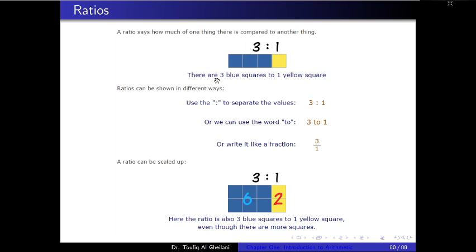Ratios. A ratio says how much of one thing there is compared to another thing. Here there are 3 blue squares to 1 yellow square. Ratios can be shown in different ways. We can use a colon to separate the values, 3 to 1, or we can use the words 3 to 1, or write it like a fraction, 3 over 1. A ratio can be scaled, so 3 to 1 can also be written as 6 to 2. We multiply 3 times 2 is 6, and 1 times 2 is 2.